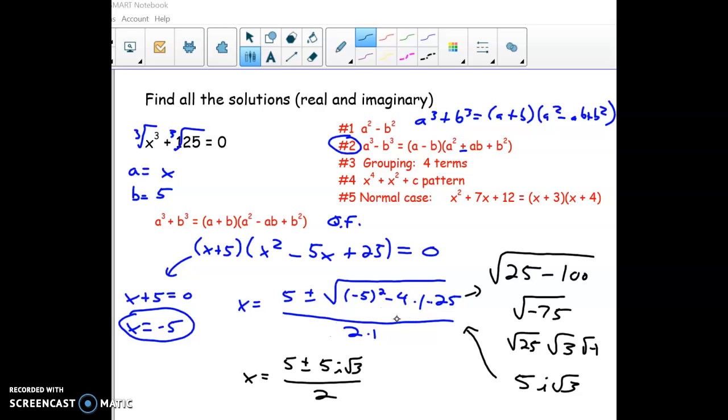Okay, so here's the quad formula. Again, I do the radical part off on its own. So it ended up being 25 minus 100, -75, which cleans up to 5i radical 3. Plug that back in, and that's what we get. So we have two imaginary answers from our quad formula to go along with our one real answer of -5.